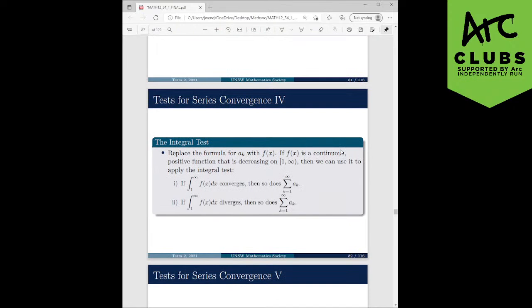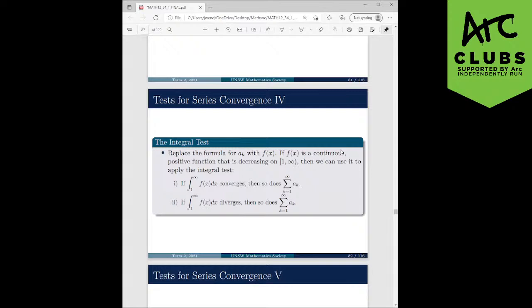Yeah. Now we have another series test. How many are we up to? Right, this is number 4, or potentially number 5 if you count the P-series test as one. So we have the integral test. If you have the formula for a_k, like before, if I knew a_k was k squared, I could have just replaced it with f of x equals x squared.